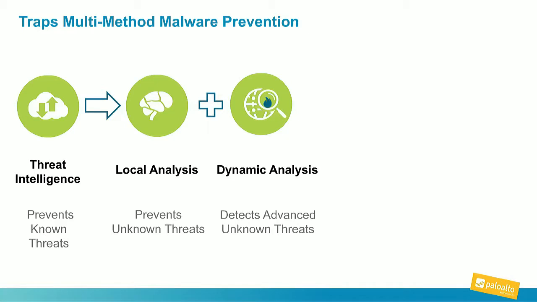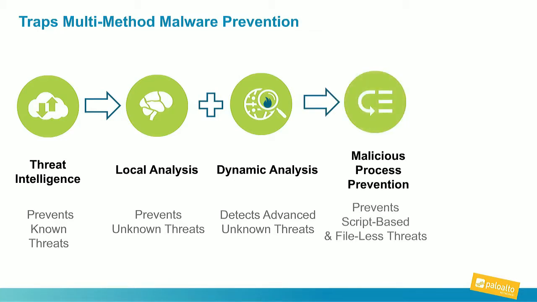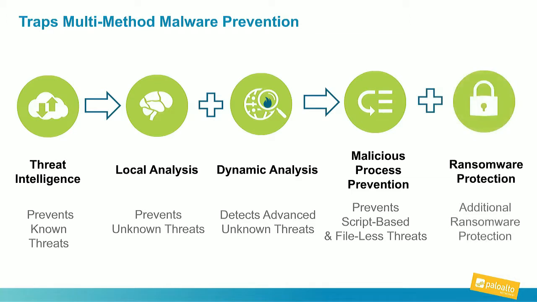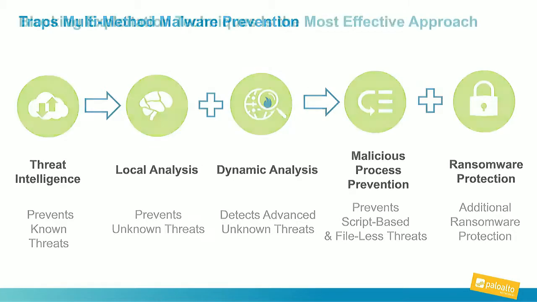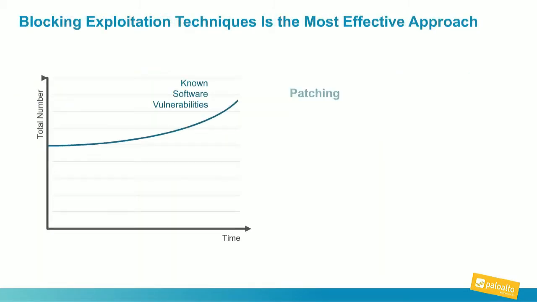And then it has dynamic analysis, which looks for advanced unknown threats, the things that don't have any kind of signature but are really, really advanced. And then it also looks at malicious processes and can prevent those. And it has additional ransomware protection, which is huge. So all those things work together to really solve a fundamental problem.